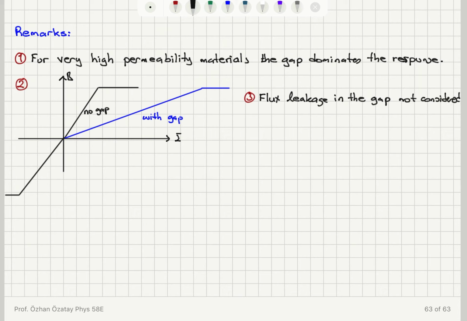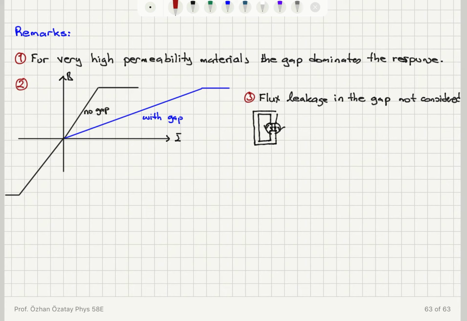So how does that work? If you have a gap in an electromagnet like this, and if you look at the field lines, they point from one pole to the other, but then you will have these field lines which will be leaking out from the ends, so you will have flux leakage.